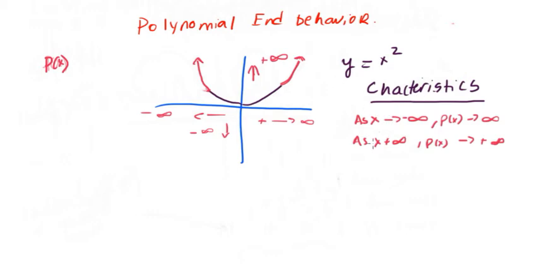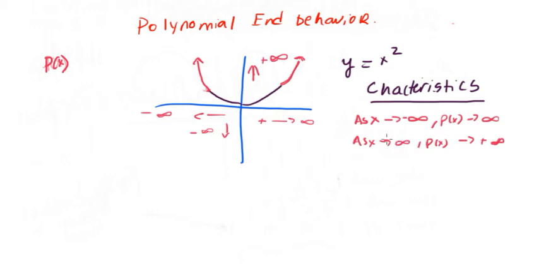Okay, let's start from this point here. So we see what happens as we approach negative infinity. As x approaches negative infinity, this function p of x will approach positive infinity. And as x approaches positive infinity, we see that this function approaches positive infinity as well. Let me rewrite this here so that you guys can see this clearly. As x approaches positive infinity.